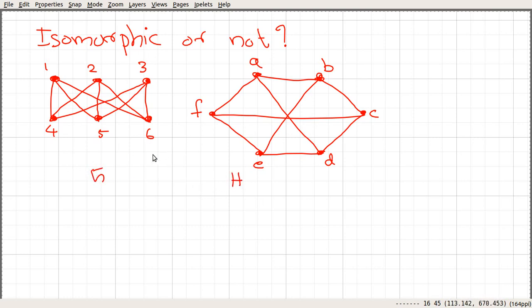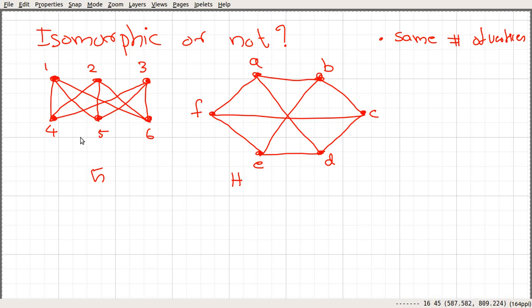Okay, so before finding an isomorphism or a map between the vertex set of G and H, we can do some basic steps. And if it satisfies these basic steps, then we will try to find a bijective map. So the first thing we could do is check whether the number of vertices are the same or not. Same number of vertices.